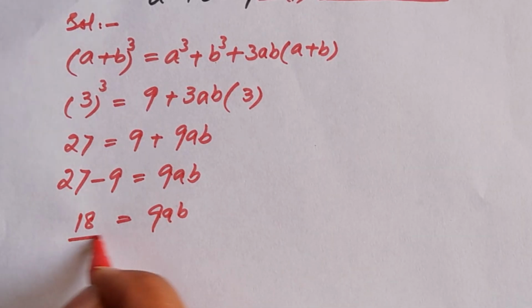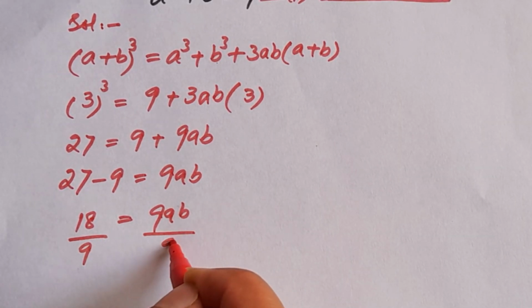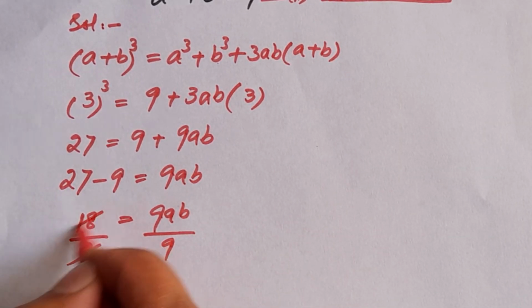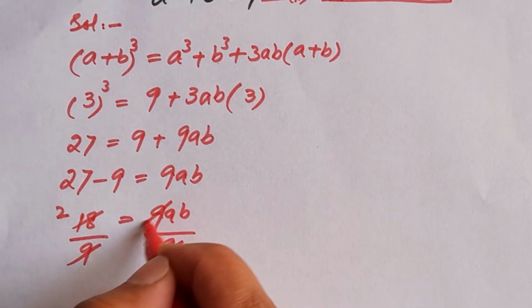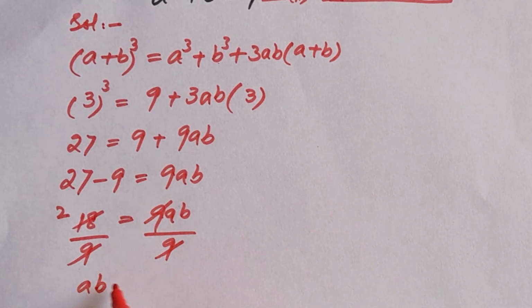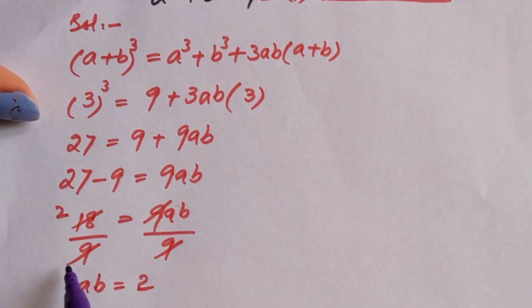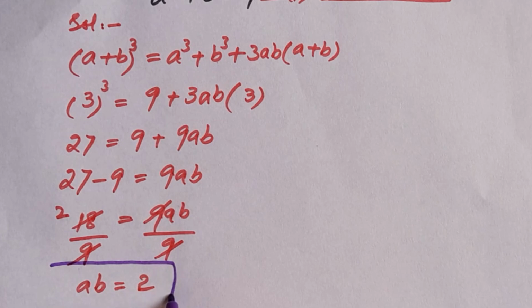At this step, we are going to divide both sides by 9. 9 one time is 9, 9 two times is 18. This and this cancel out. We get the value of ab, which is equal to 2. We are going to save this value and we will use it later on.